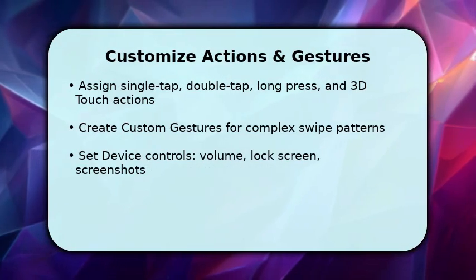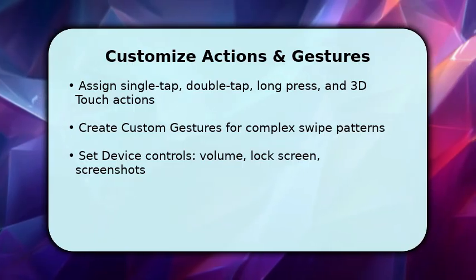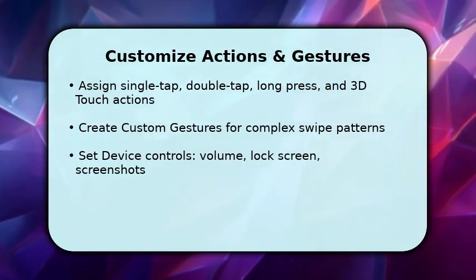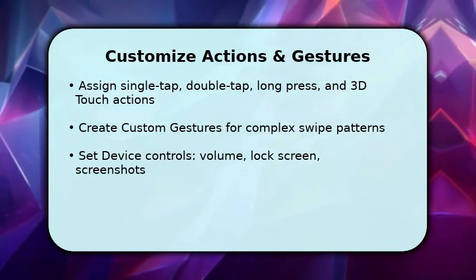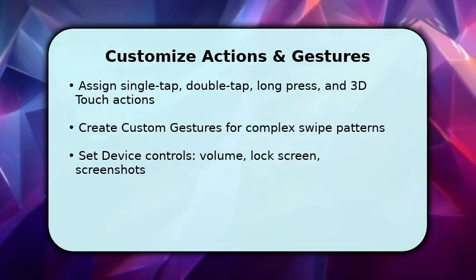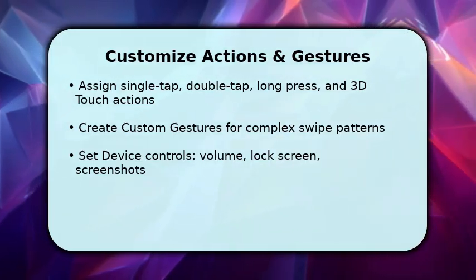Next, configure how the Assistive Touch button behaves so it matches how you operate your device. Tap the floating button, choose Device or Custom to assign single tap, double tap, and long press actions. Pick shortcuts like Lock Screen or Screenshot.